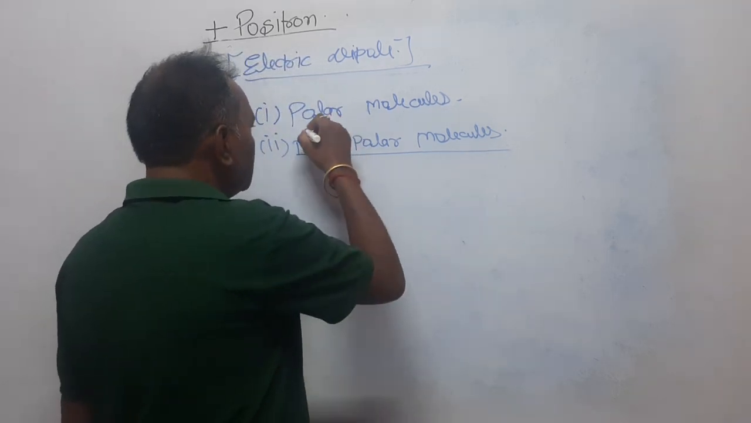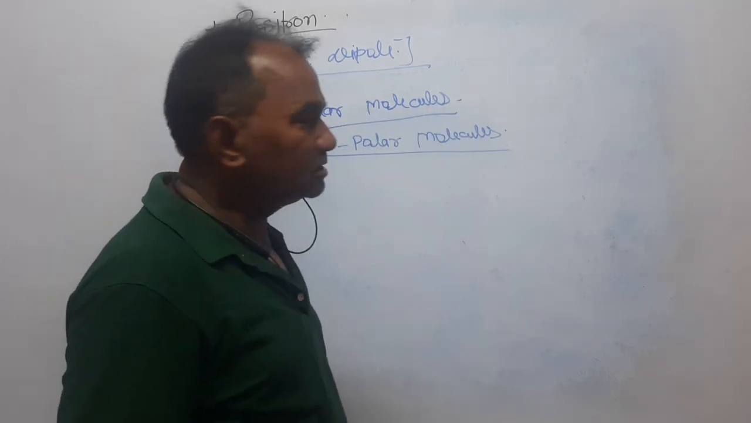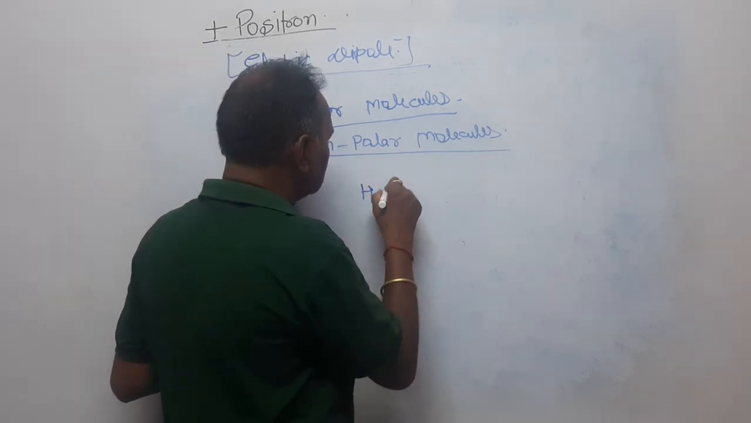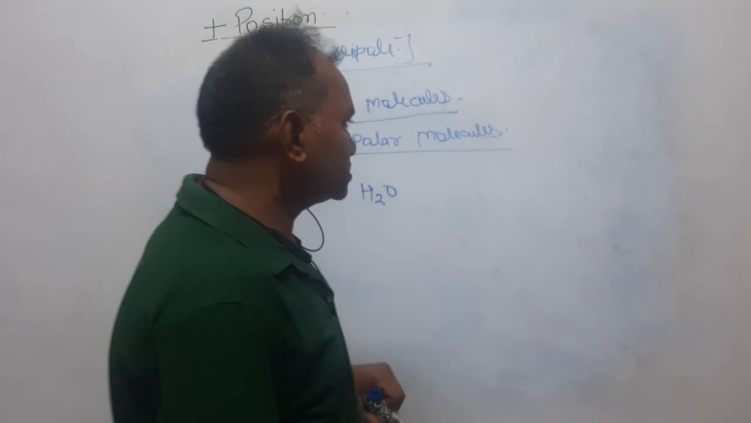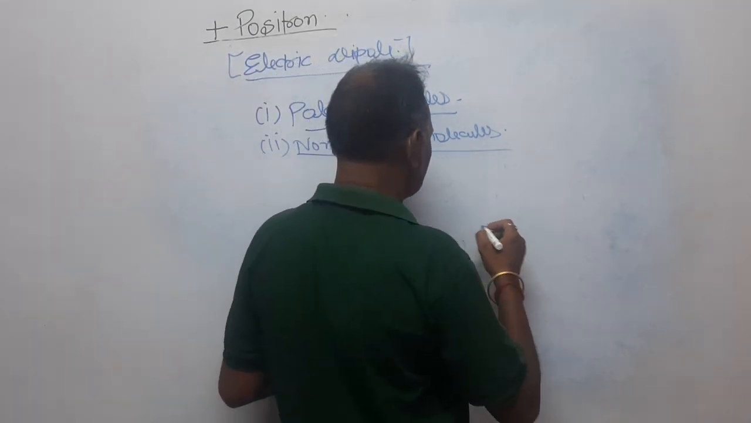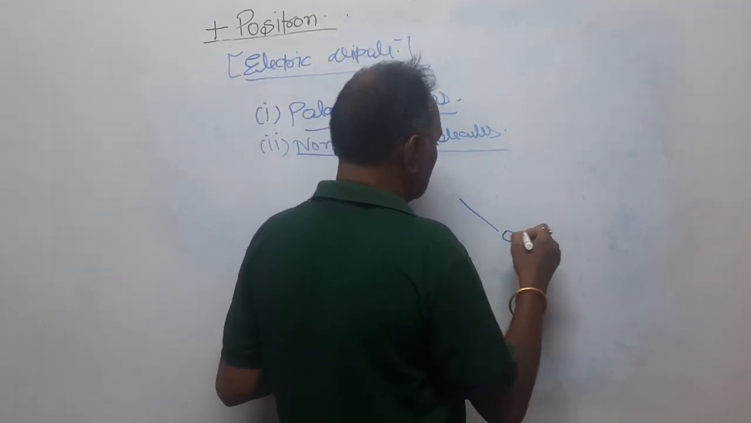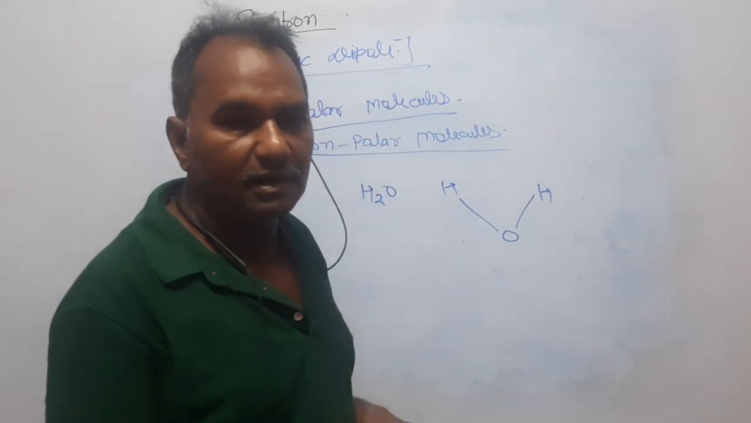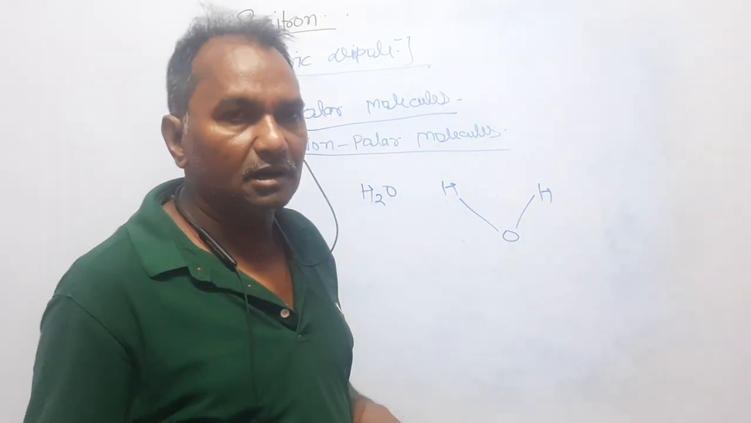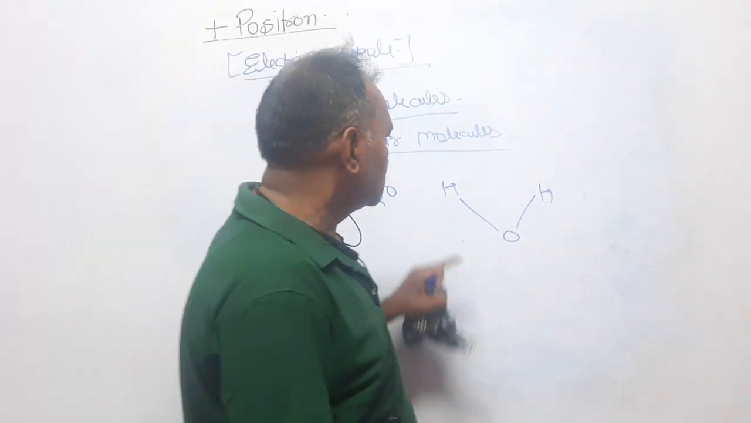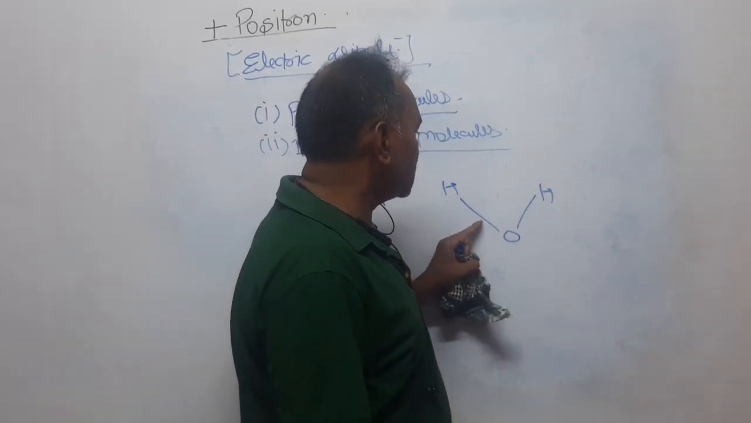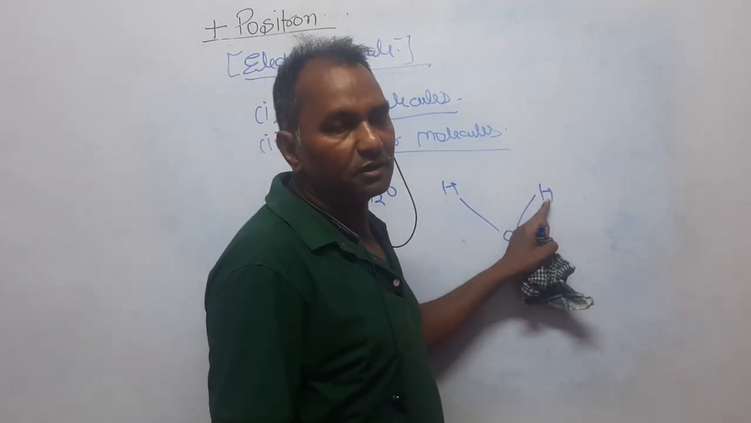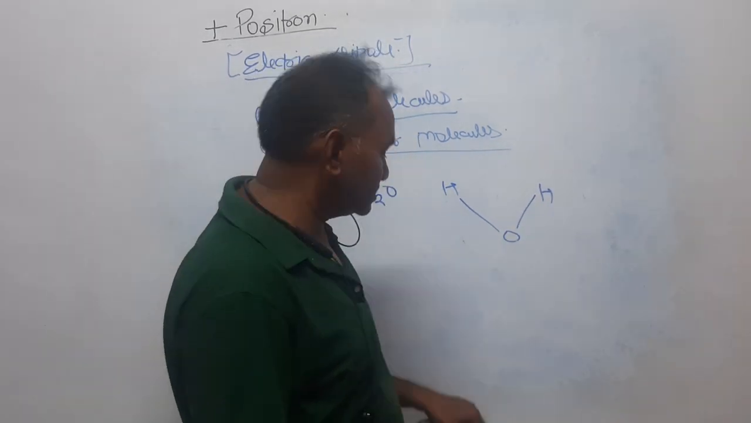Now, what is a polar molecule? For example, consider H2O, right? In H2O, I am considering this as O, and H needs 1 electron to get stability. So it will share 1 electron with the oxygen, and this hydrogen again will share 1 electron with this oxygen.